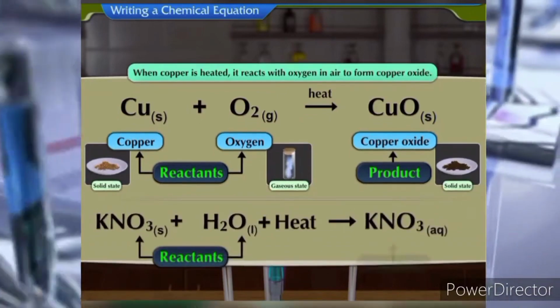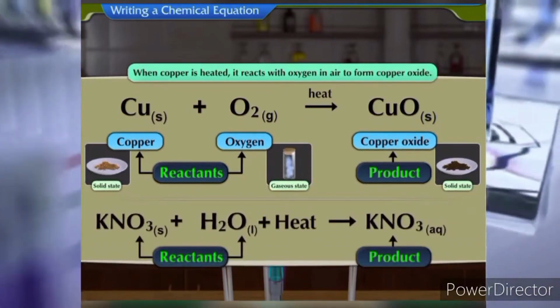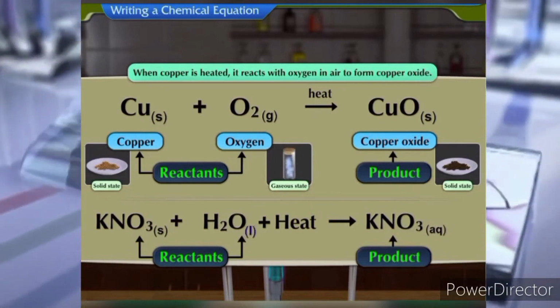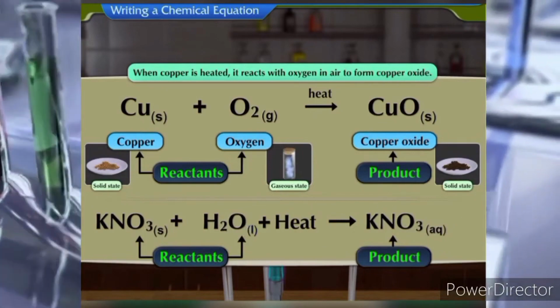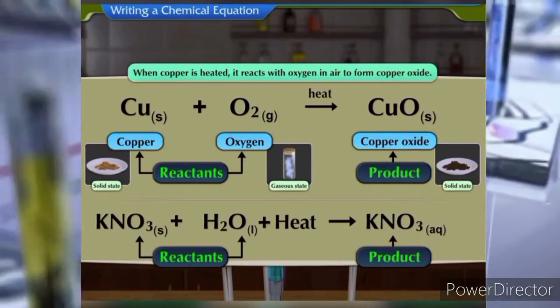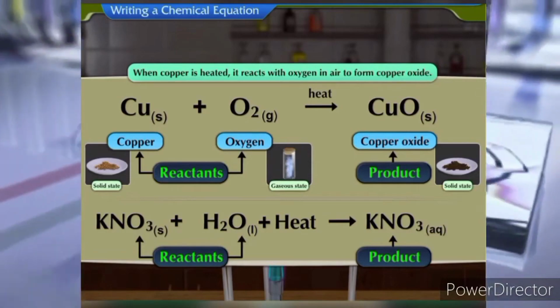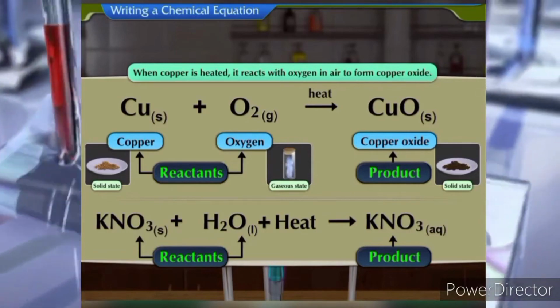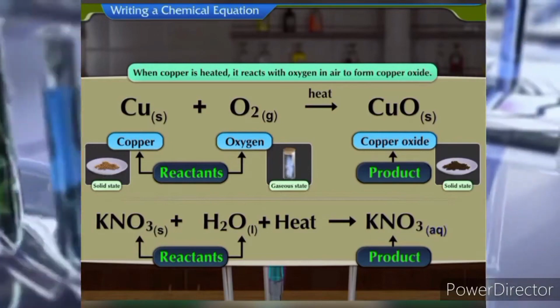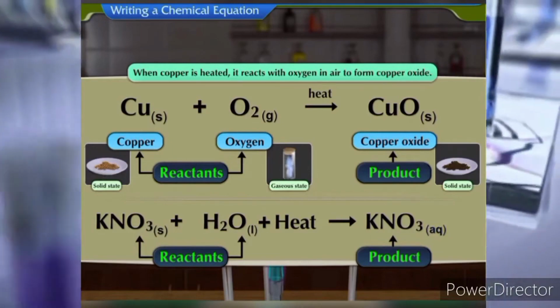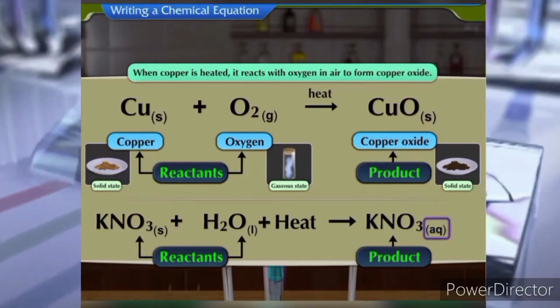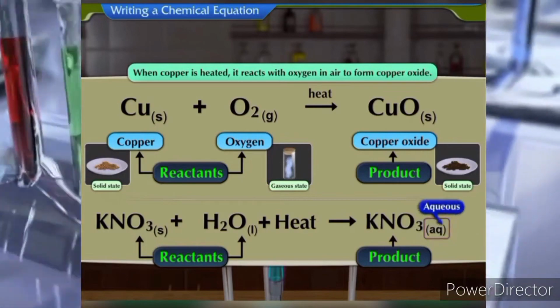If one of the reactants or the products is in the liquid state, then the letter L is mentioned in brackets near the formula. If one of the reactants or the products is a solution in water, then the letters AQ are mentioned in brackets near the formula. AQ stands for aqueous.